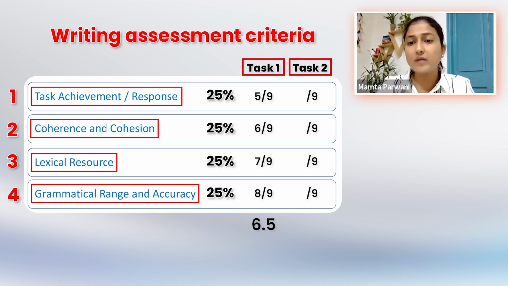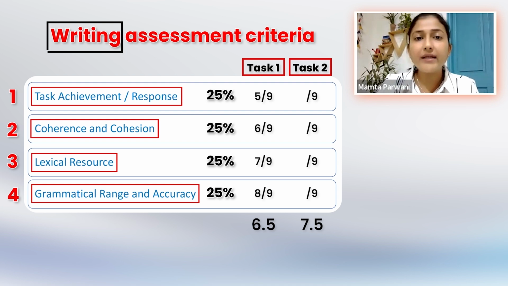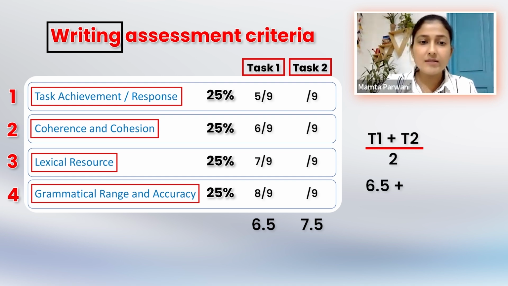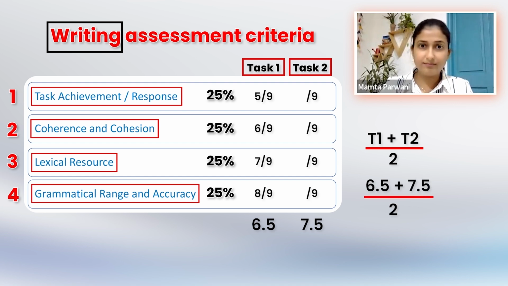Let's say your score comes down to 7.5 once the average is taken. Now, if this is your task 2 score, how would your writing score be calculated? You would say it should be task 1 score plus task 2 score divided by 2 to take the average, right? So, task 1 is 6.5 and task 2 is 7.5 divided by 2. No, this is not how it would be done.